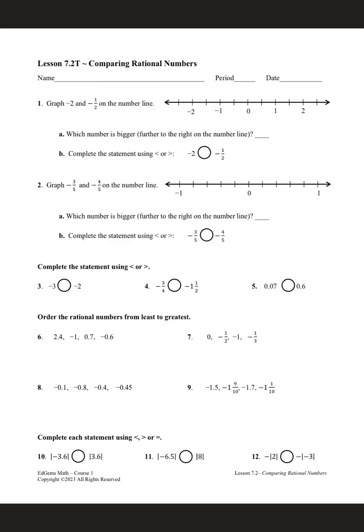All right, so here we are with lesson 7.2T, comparing rational numbers. In part 1, it says graph negative 2 and negative 1/2 on the number line. So here we have our number line. If I was to graph negative 2, it would be right here.